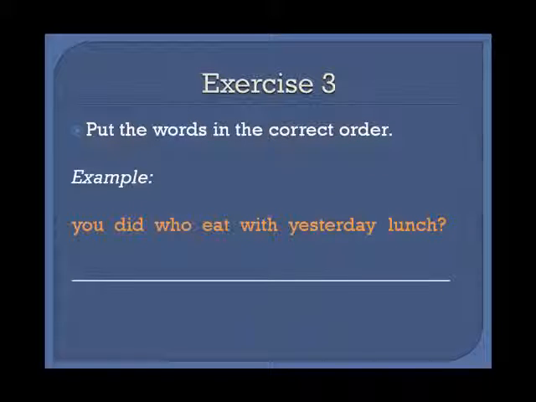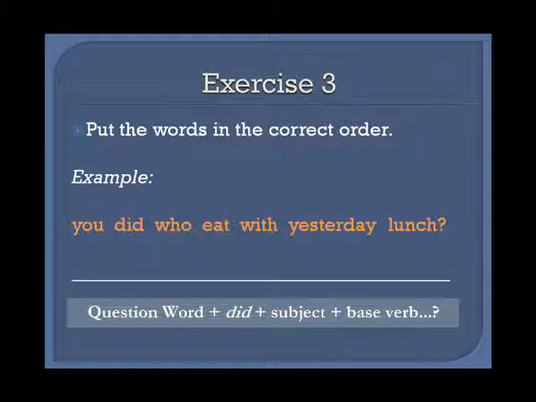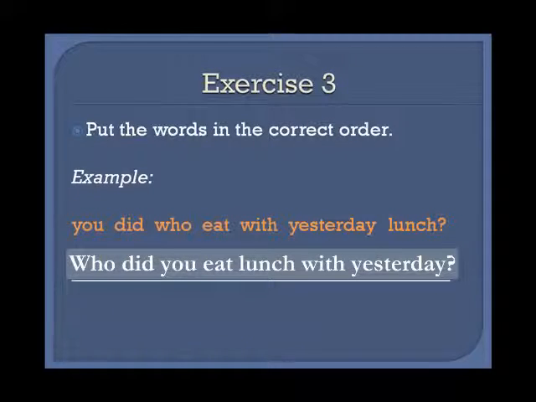Exercise 3. Put the words in the correct order. Example: each word in orange will be used once. Right away, I see the verbs did and eat, so I know that this is a question about an object. The question is, who did you eat lunch with yesterday?